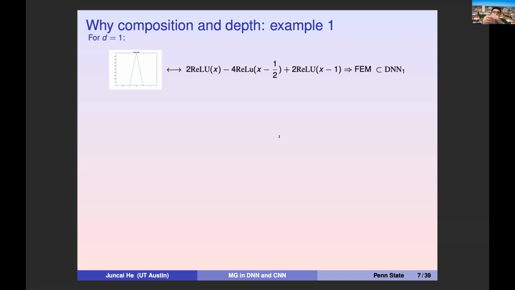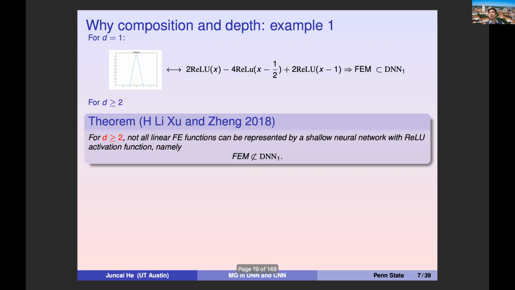First, if we only focus on 1D, 1D is simple in some sense. For this 1D case, this is a hat function, the beautiful basis function for the 1D finite element function space. Here is a simple connection: we can use just one hidden layer with 3 neurons to recover this hat basis function exactly. This means that for 1D, a linear finite element is totally contained in DNN1. But the following question is, how about 2D?